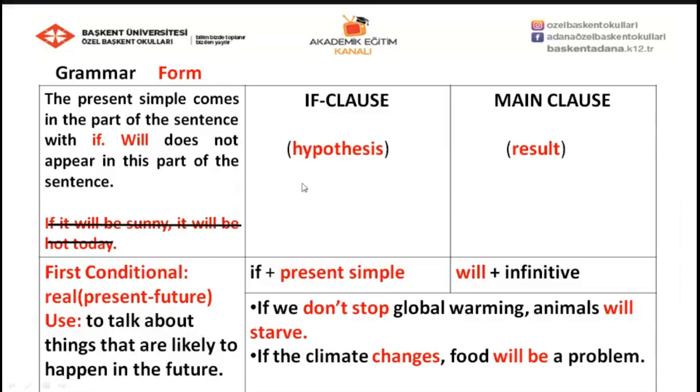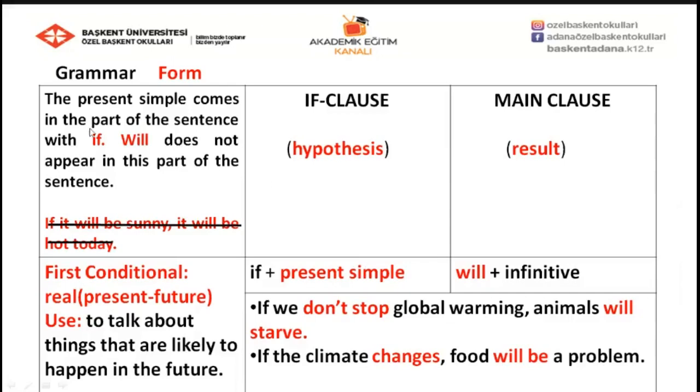As I said before, it consists of two parts. If clause and main clause. If clause indicates hypothesis and main clause indicates result. As I said before, if plus present simple, will plus base form of the verb we have to use. For example, if we don't stop global warming, animals will starve. If the climate changes, food will be a problem.